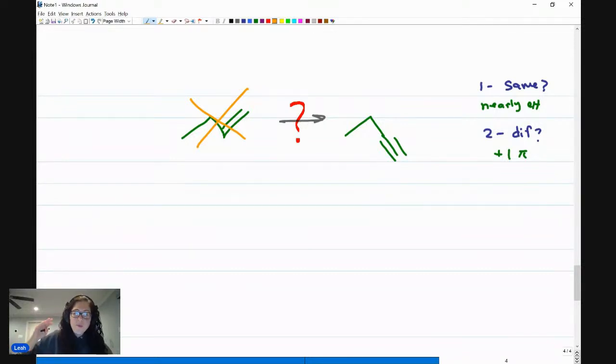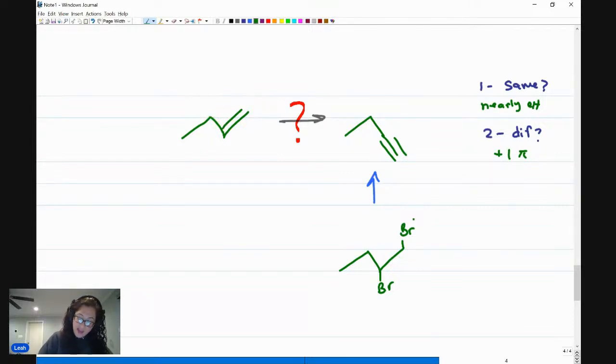If I can't create the product from my starting molecule, is there a different molecule I can use to create this product? Is there something else that I can start with that will give me an alkyne? Why, yes, there is. If I have a molecule with, say, 2 halogens, I can do a double elimination, and that will give me the alkyne. I didn't start with my starting molecule. I started with something else, and I know that this will go to where I need it to go.